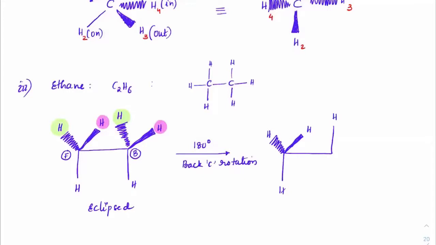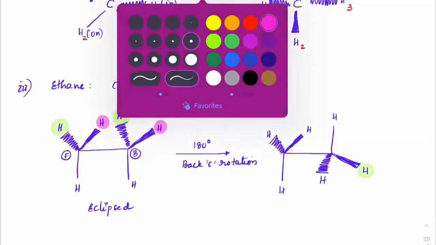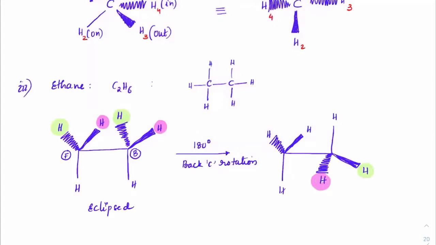So therefore what you will see now is this hydrogen which is coming out, and there is one hydrogen which is going in, like this. And which one is that? This one is that pink one now, and that one is that green. I guess this is clear.